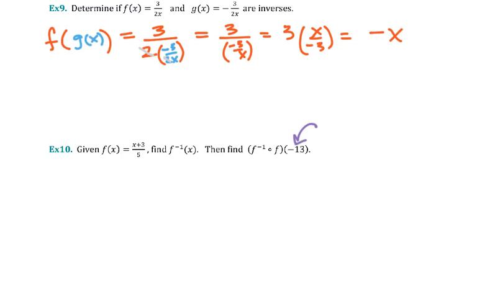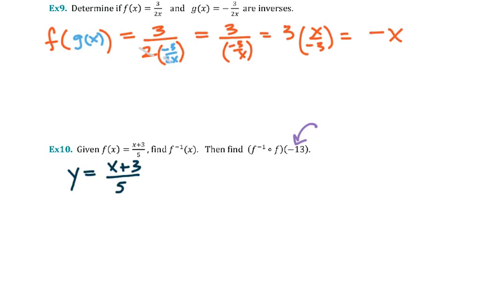The last thing we want to talk about here is evaluating an inverse for some number. So f inverse of f of negative 13. Here we're given a function, f of x equals x plus 3 divided by 5, and we're asked to find the inverse function. Once we have the inverse, we're going to perform the composition f inverse of f and evaluate it at negative 13. So start with y equals x plus 3 divided by 5.